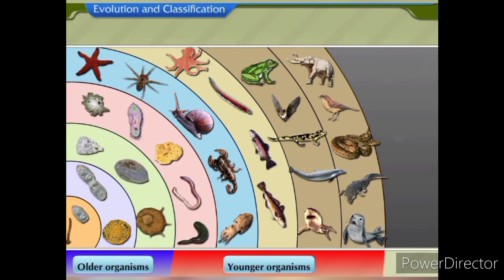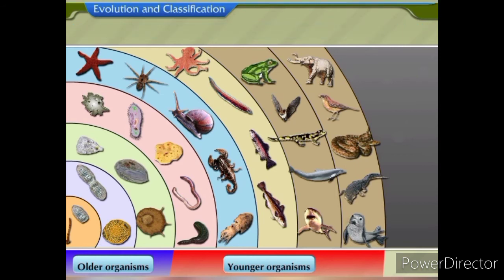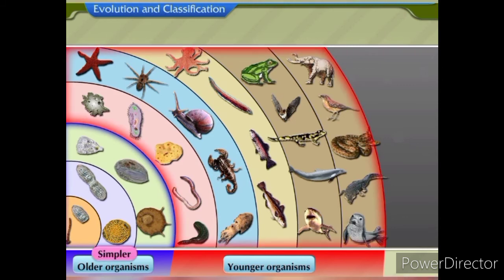There is a strong possibility that complexity within the organisms increases with increase in the evolutionary time. Hence, we can say that older organisms are simpler while younger organisms are more complex.